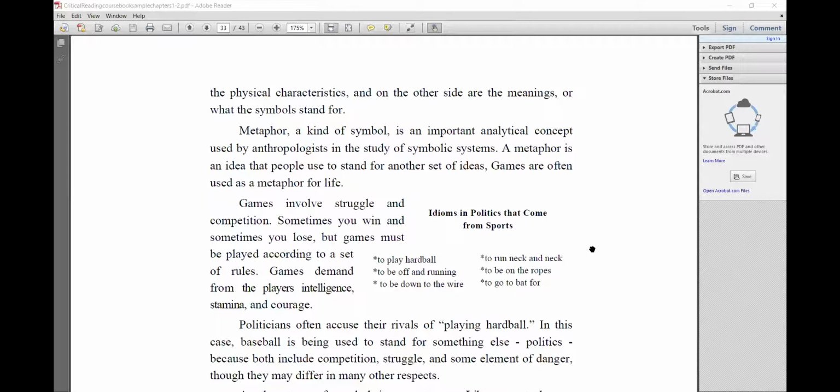So metaphor, obviously, is a kind of symbol, an extended symbol. Anthropologists study humans, because anthrop means human, and the study of human beings is called anthropology. So anthropologists use metaphor a lot, because a metaphor is when you show a kind of direct attachment. It's an idea. For example, games are situated with life.